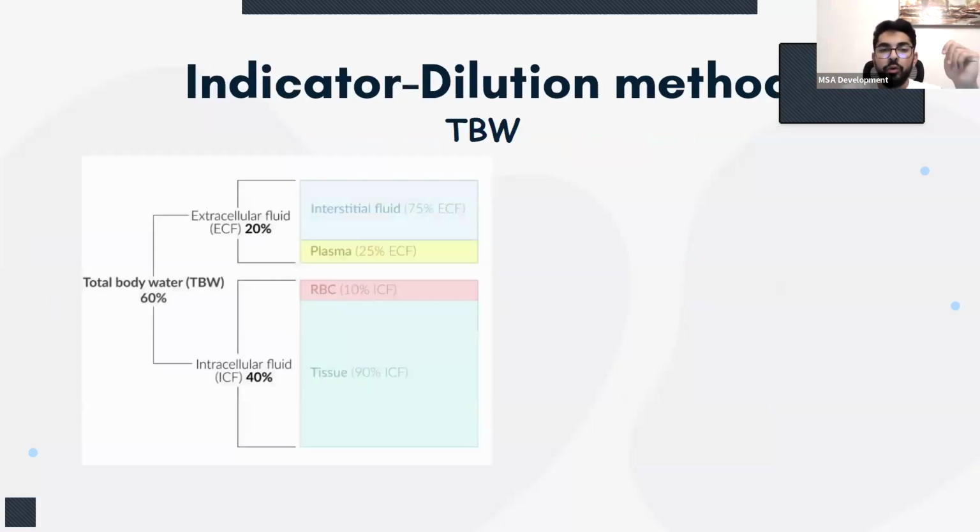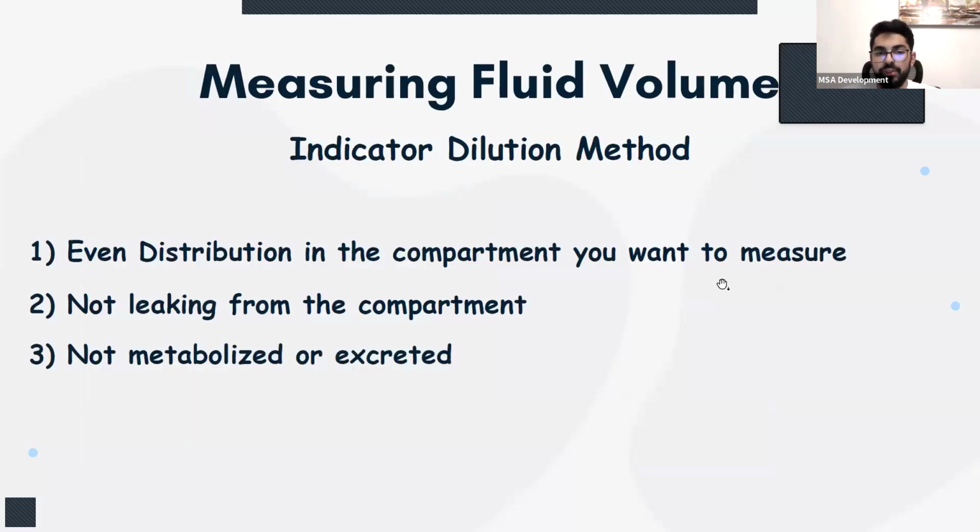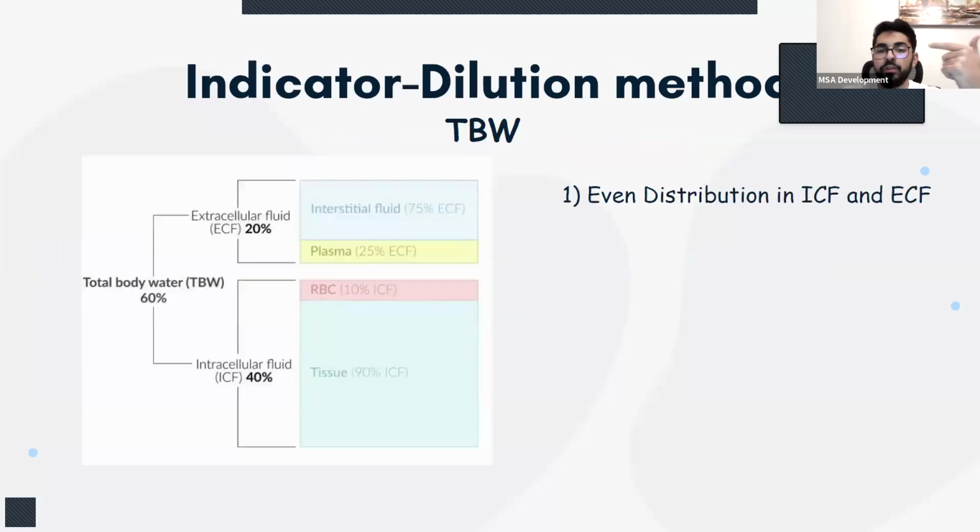Now, let's say you want to calculate the amount of water, the volume of total body water. Okay, so this whole thing now. Other than those three criteria that the indicator needs to follow, there are some additional criteria. One, it needs to evenly distribute in the ICF and ECF. So it needs to go both intracellularly and stay extracellularly.